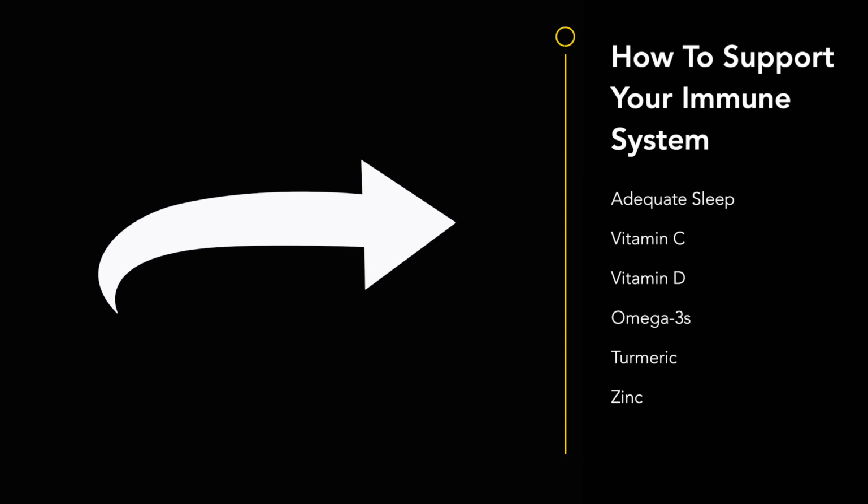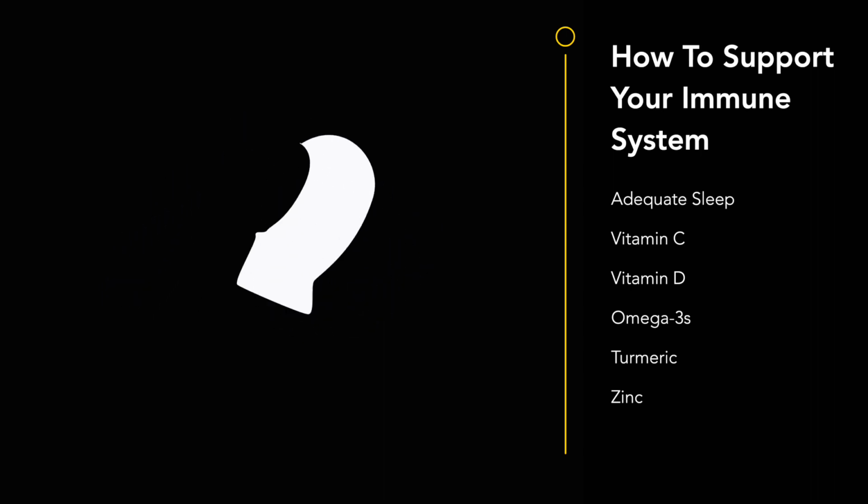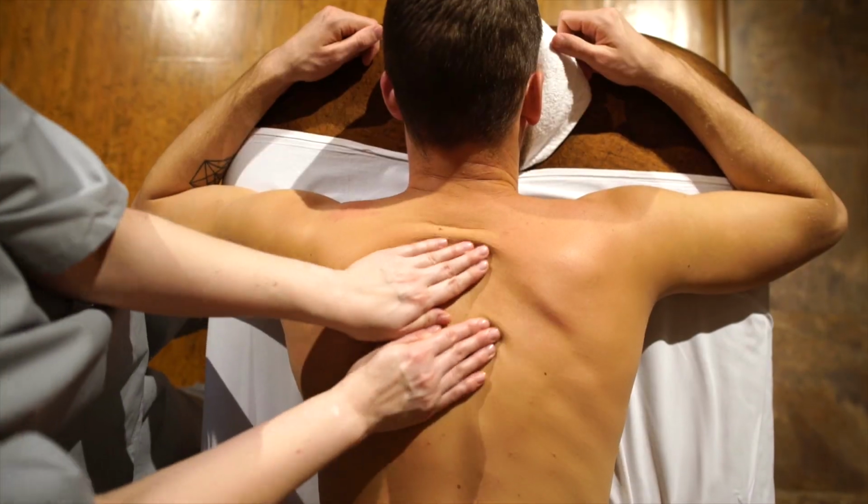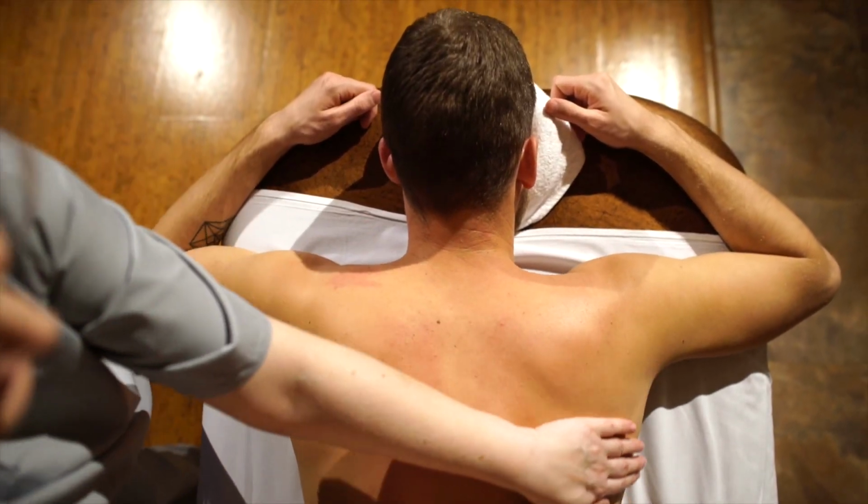So here's a few things that I really focused on with this client to make sure that we were doing everything that we could to reinforce his immune system. Number 1 is getting an adequate amount of sleep. Number 2, supplementing with things like vitamin C, vitamin D, omega-3 fatty acids, turmeric, and zinc. And then you can also do additional things like cold therapy and manual therapy to get increased blood flow throughout your body.